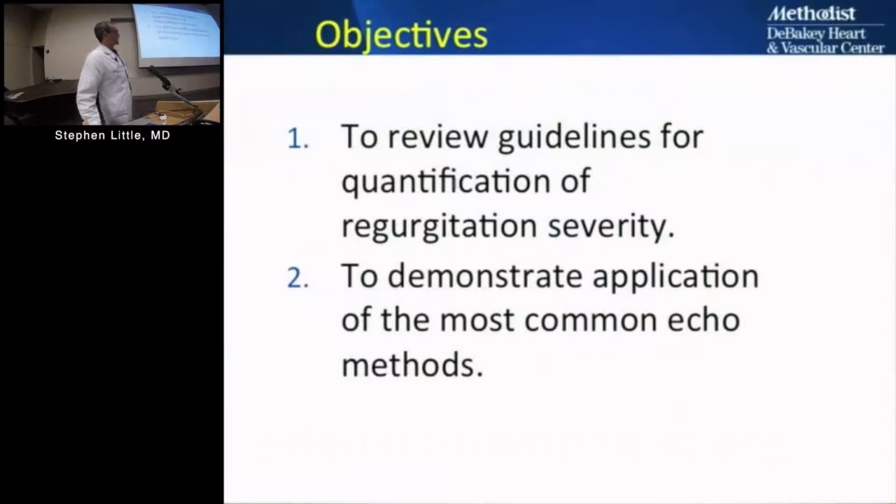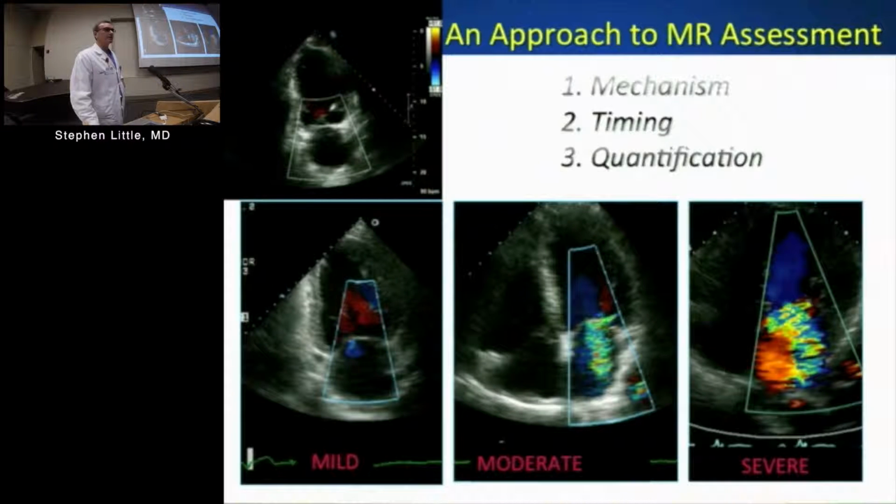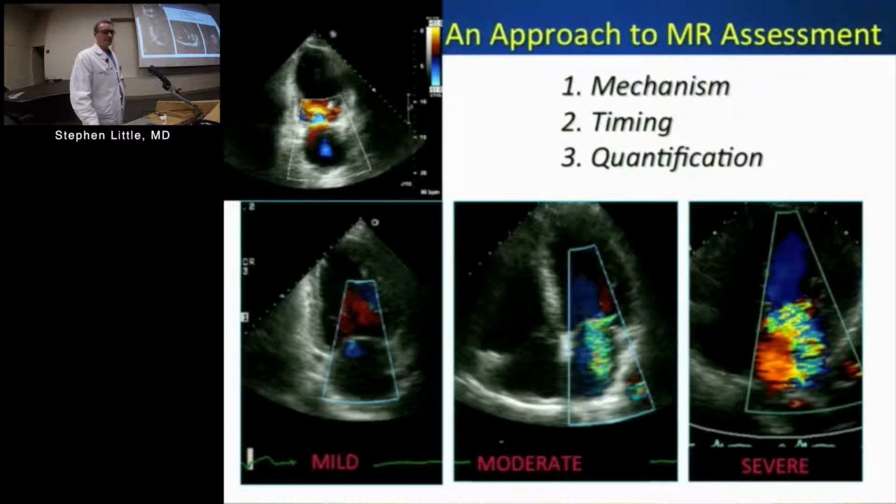All right, so we'll do this kind of quickly. Review some of the quantitation guidelines for regurgitation, demonstrate some common echo methods. The approach to the quantification of MR starts really by thinking about what the mechanism is, thinking about the timing, and then ultimately incorporating all mechanism and timing considerations into your quantification of what the regurgitant lesion is. So we'll talk mostly about MR, a little bit about AR at the end.